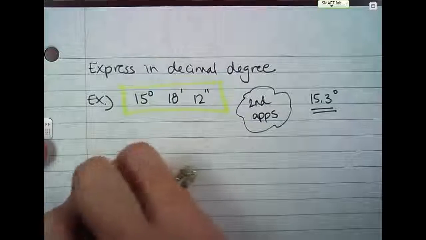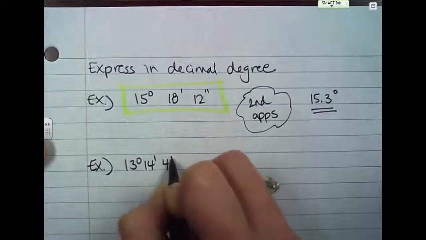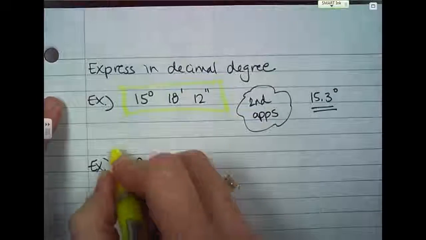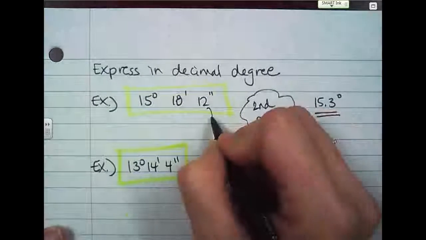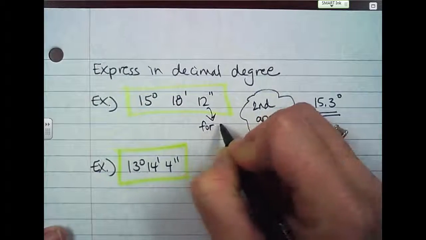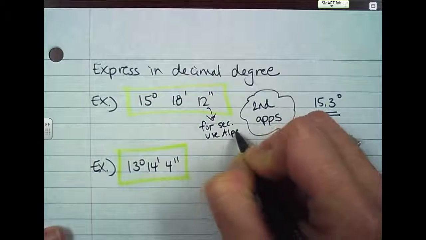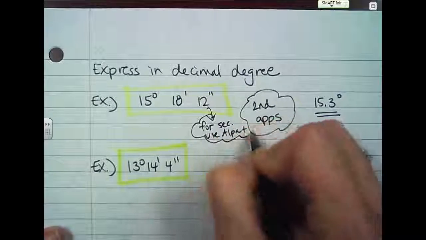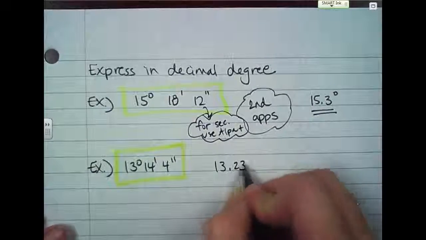Okay, the next example, try it. 13 degrees, 14 minutes, and 4 seconds. Don't forget that for the seconds, you have to hit alpha plus. So write yourself a note. 4 seconds, use alpha plus. When you do that, you should get 13.23 degrees.